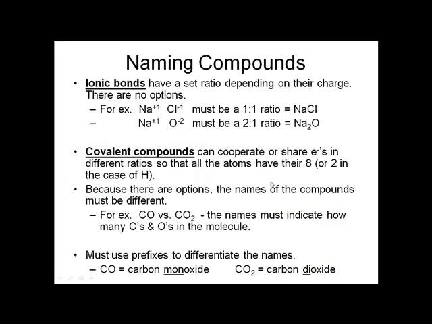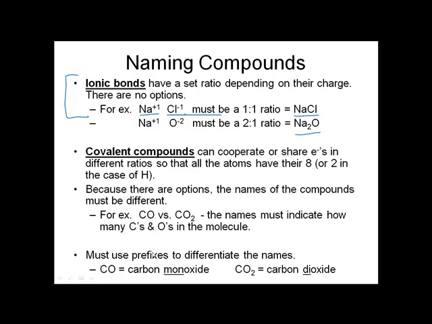All right, so naming. We've gone through the naming process for ionic compounds. They have a set ratio. Depending on their charge, there's no options. Na is +1, Cl is -1, so it must be a 1-to-1 ratio, NaCl. Na2O. Again, Na is +1, O is -2. It has to be a 2-to-1 ratio. But for covalent, we can get different ratios.